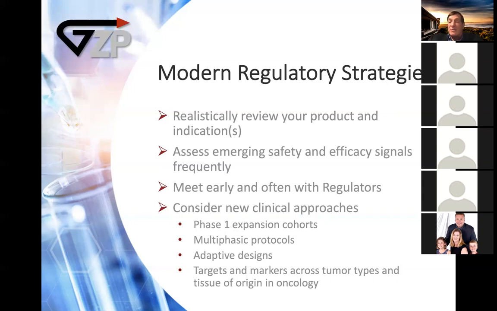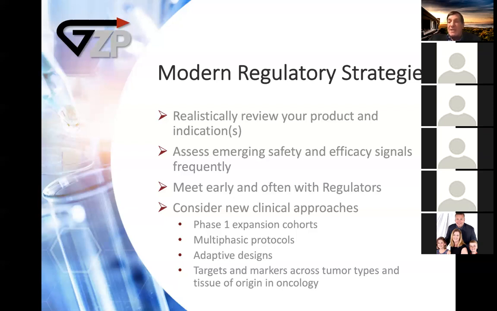A modern regulatory strategy package, realistic review of your product indications, assess the emerging safety and efficacy signals. All programs are going to have safety problems. All programs are going to have some efficacy blips along the way.